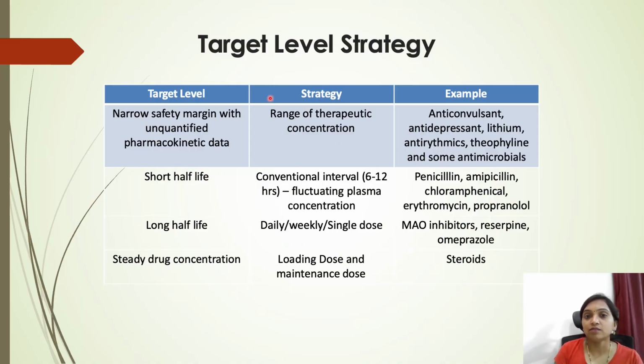One more important terminology is target level strategy. Here you need a particular target level of plasma concentration to be maintained. This is important in case of drugs which have a narrow margin of safety, or drugs with unquantified data where you need monitoring of the therapeutic concentration, like anticonvulsants and antidepressants, all of which have a narrow margin of safety.